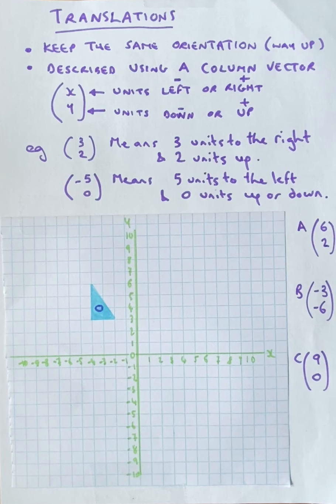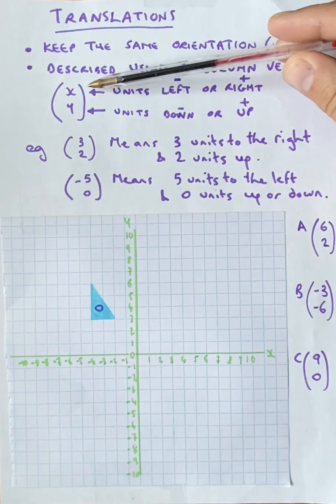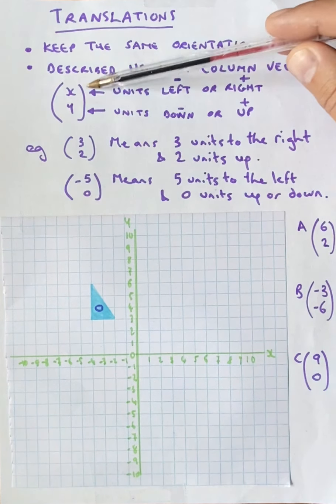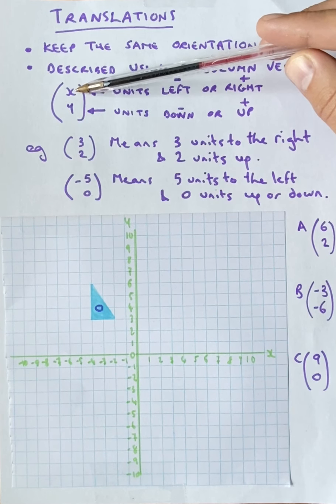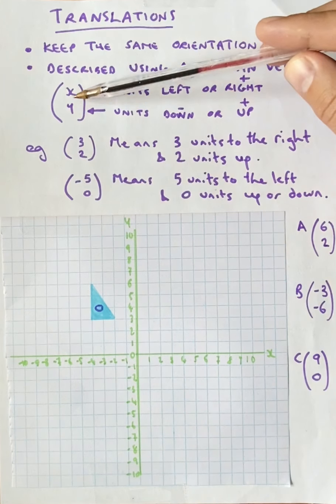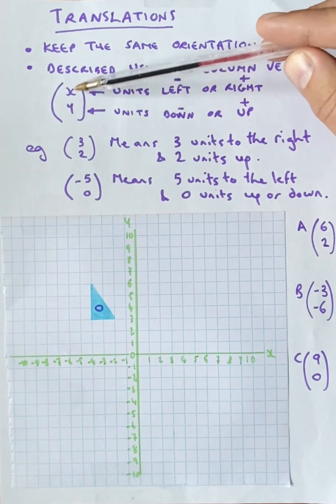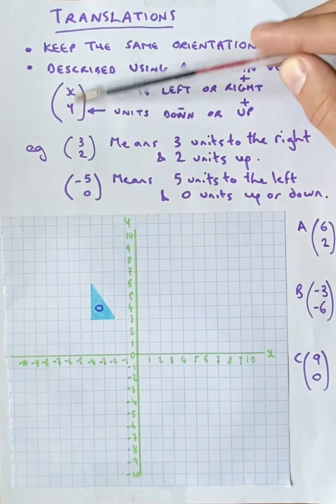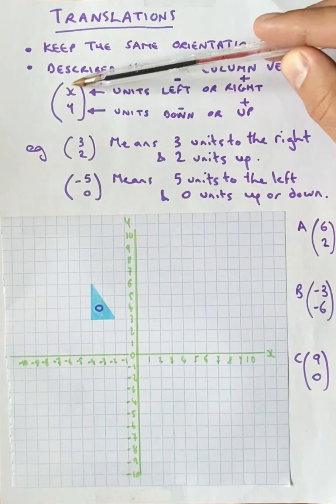So we describe a translation by using what's called a column vector. Now this will probably be new to you. It's not a coordinate, but it's written in curved brackets. But this time, instead of writing them alongside one another like you would with a coordinate, we write them on top of one another. So a column vector, because this is a column vertically, has two components.